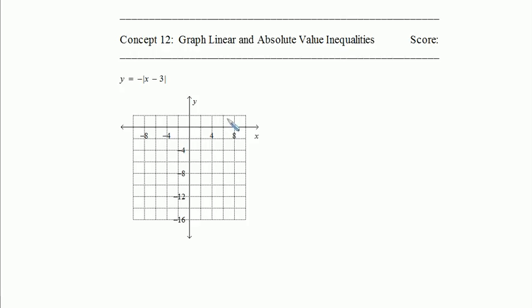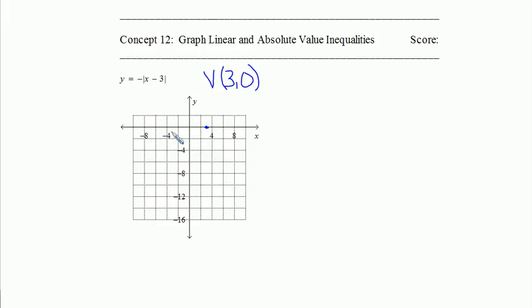Number 2 asks me to graph y equals negative absolute value of x minus 3. In order to do that, I'm going to want to identify the vertex, which is at 3 comma 0. I know it's at 3 because the opposite of -3 is +3, and I know the 0 because there's nothing out here. So let's go ahead and plot that at 3, 0. Notice this is going by 2, so 2, 4, 6, 8, so 3 is going to be right here.